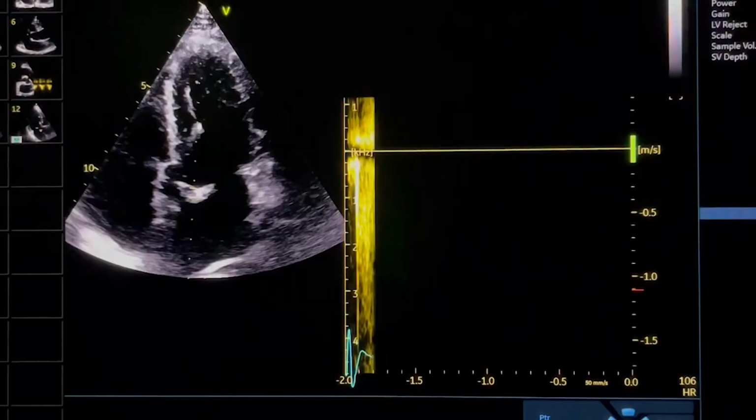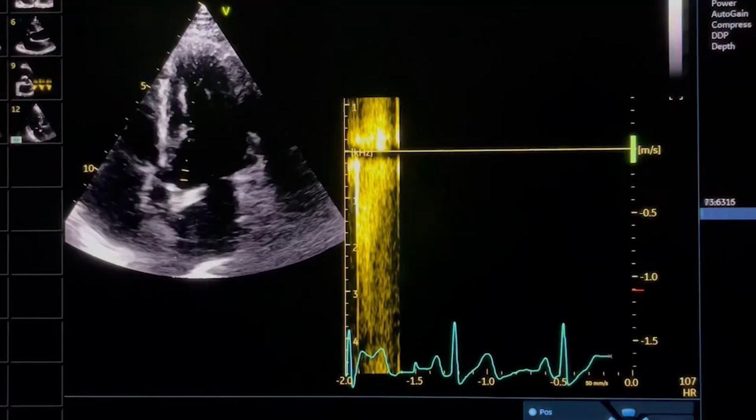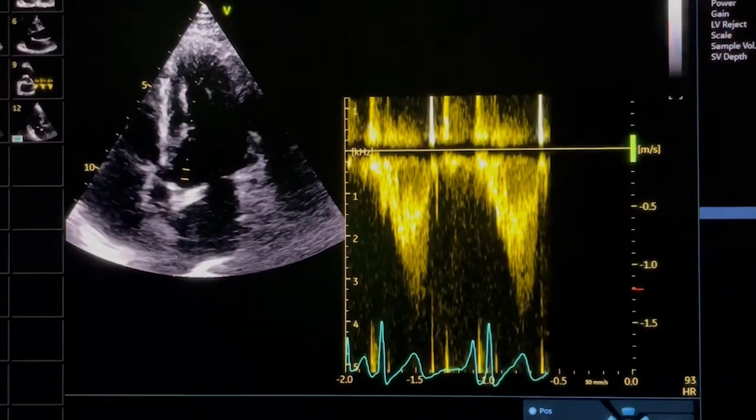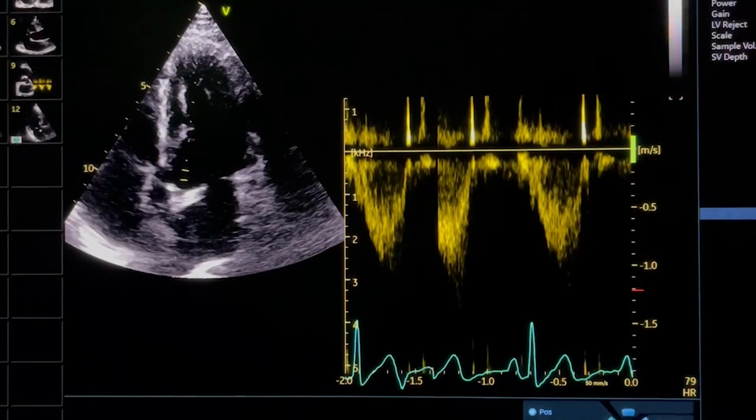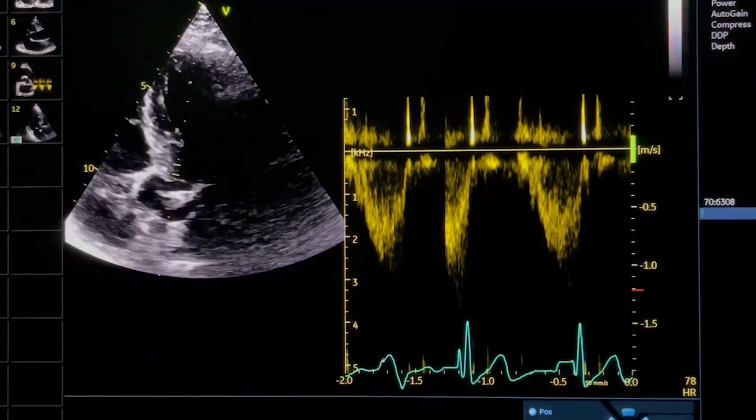The LVOT velocity is recorded with the PW Doppler from the apical approach, either from the apical 5-chamber view or from the apical long axis view. The sample volume is positioned just proximal to the aortic valve.